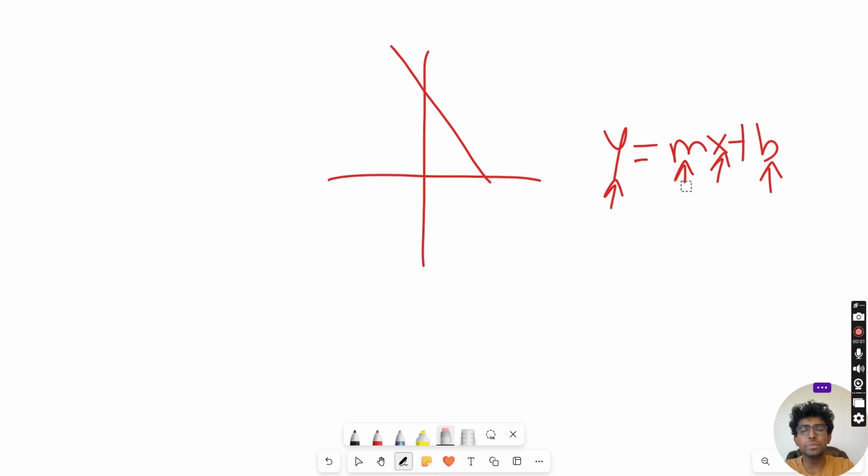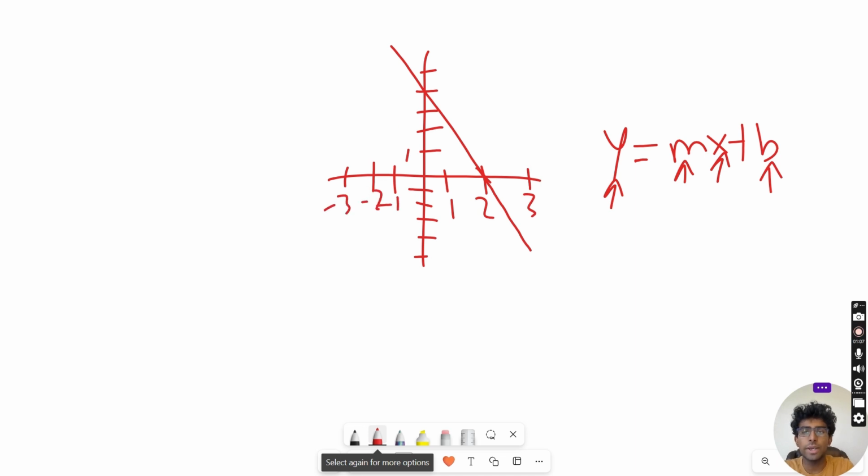So for example, if we were to use this line that I already have here, let's say we do 1, 2, 3, and 1, 2, 3, 4, 5 on each axis. And if we were to label our axes, that's important, x and y. And let's say we want to find the slope-intercept form for this line. We can do that just by using 2 points. We have 0, 4 right here, and then we have 2, 0 right here.